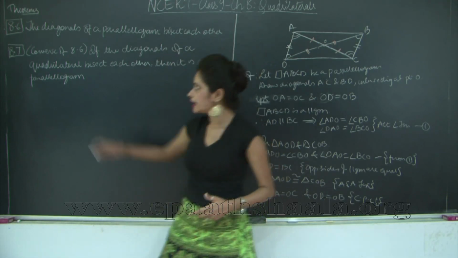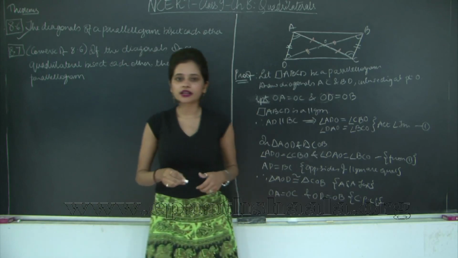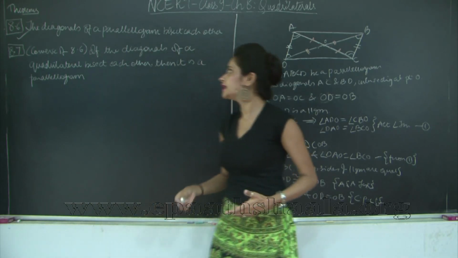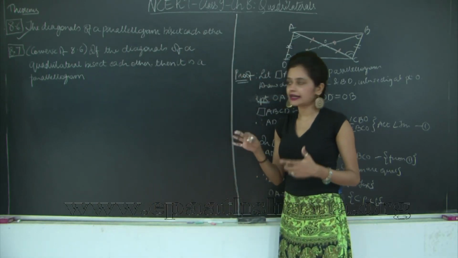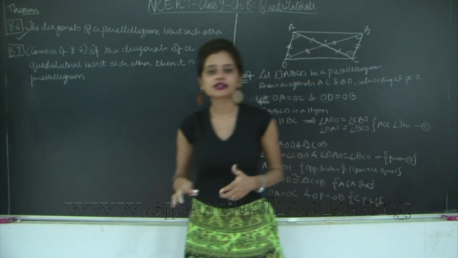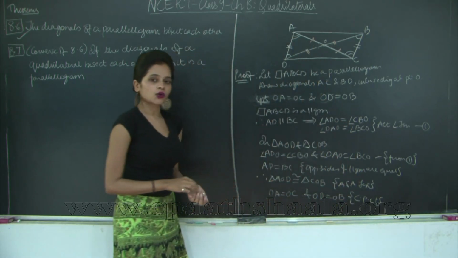This was theorem 8.6. Now, let us look at the converse. So, what will the converse state? That if in a quadrilateral the diagonals bisect each other, then the given quadrilateral is a parallelogram. Let us go ahead and prove this.